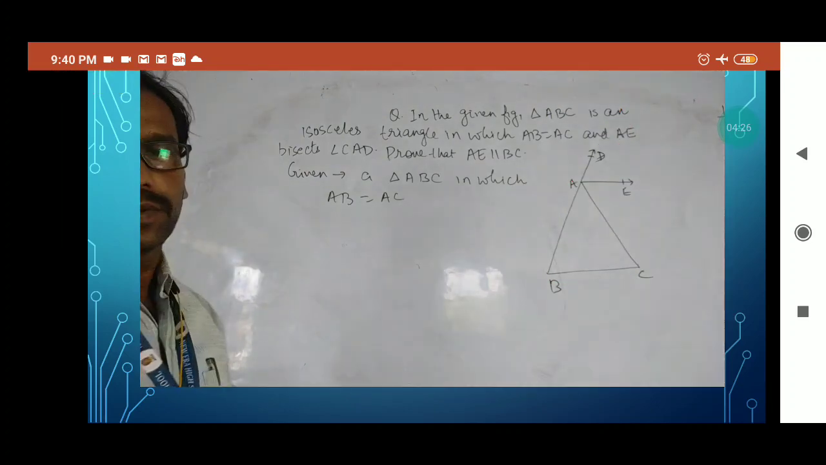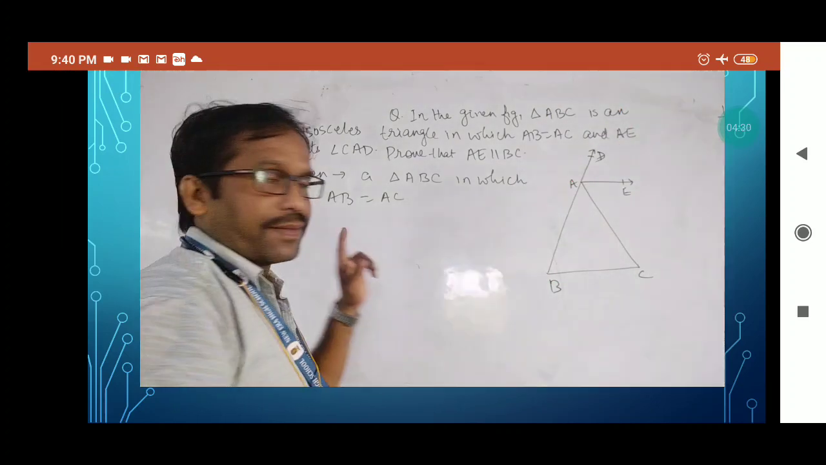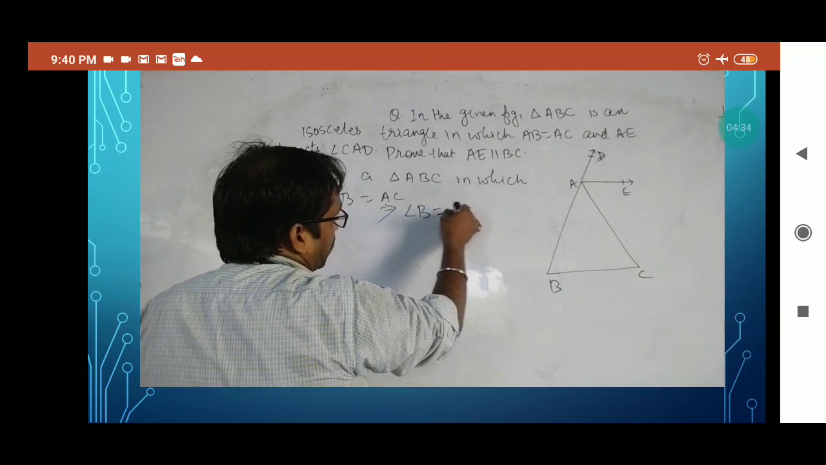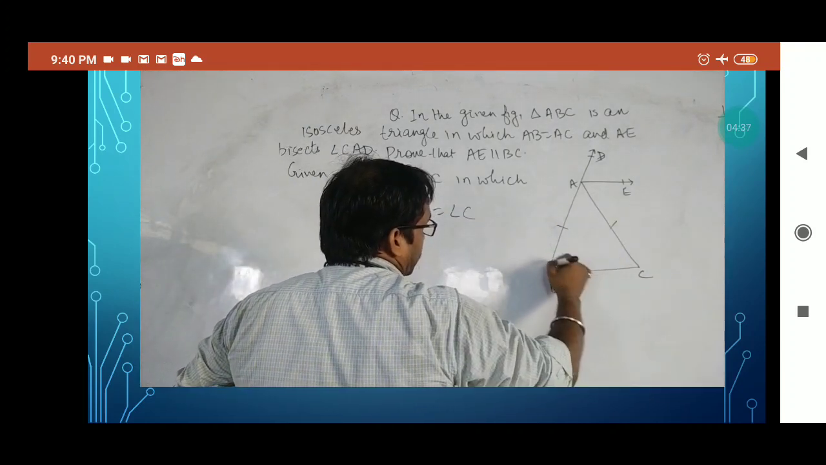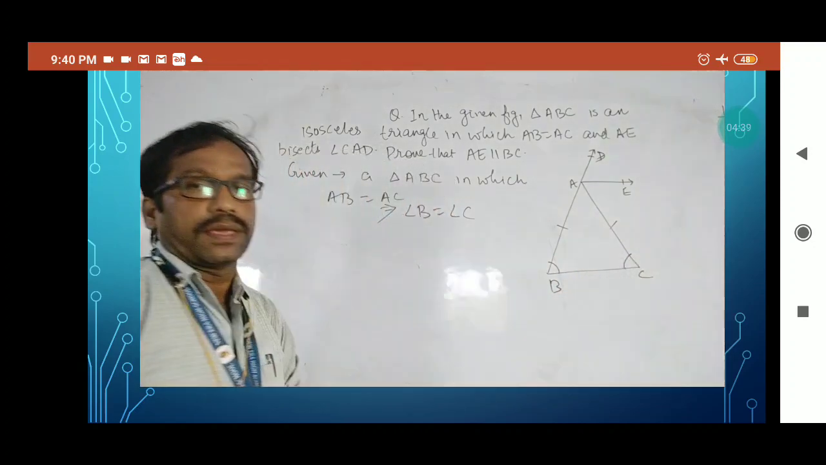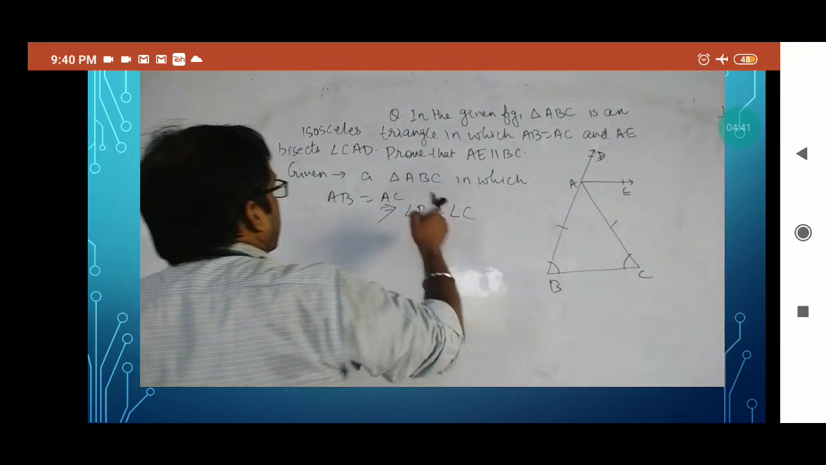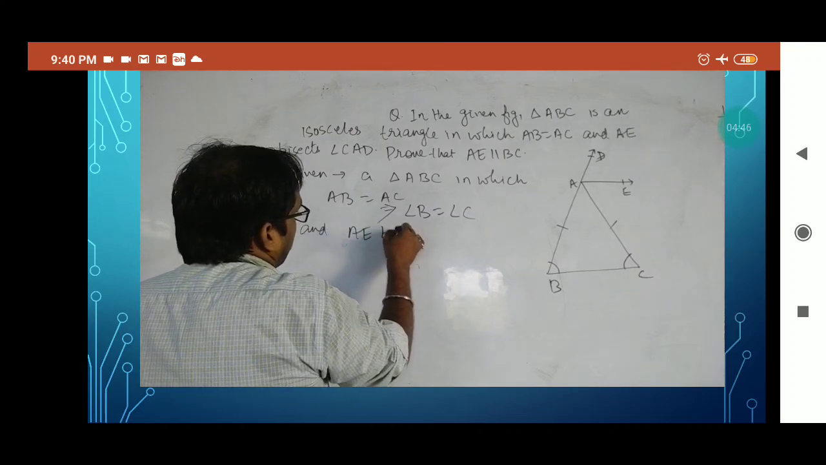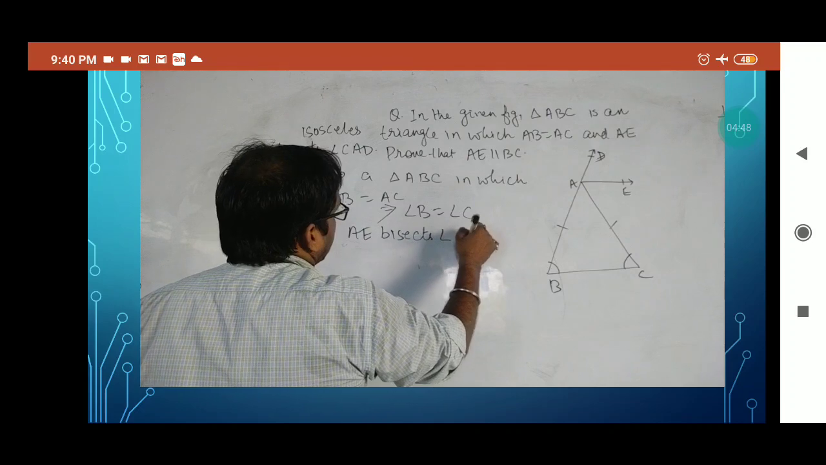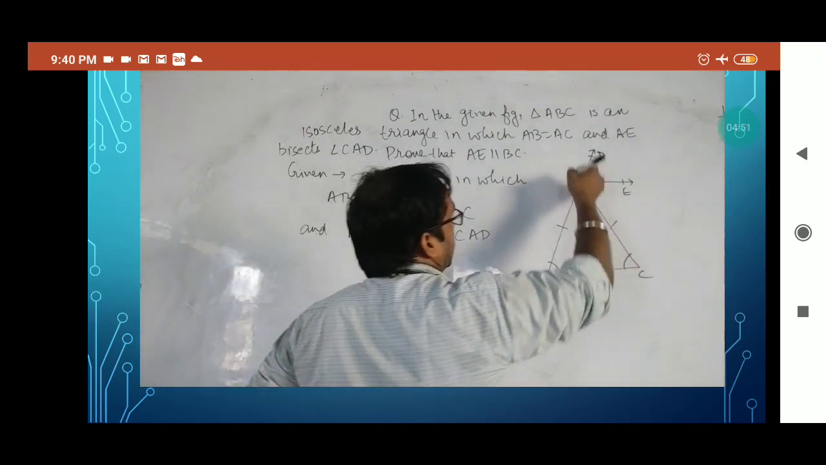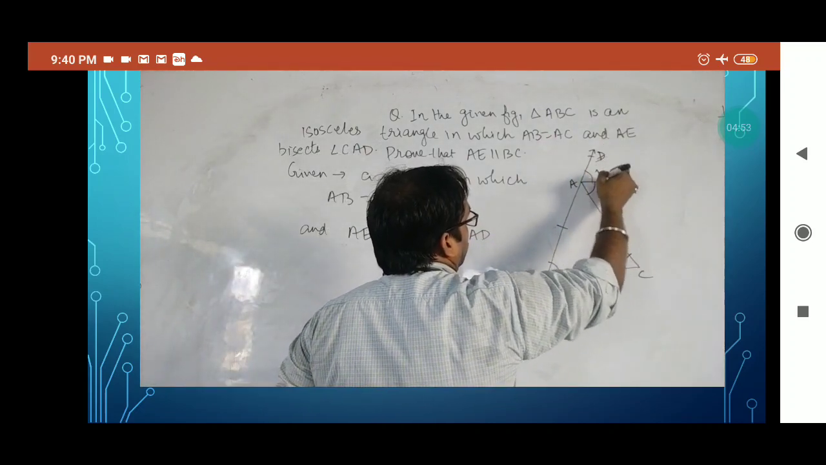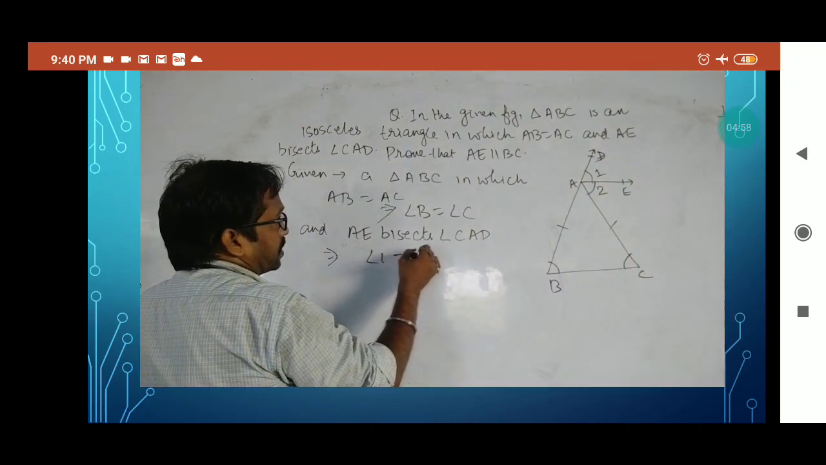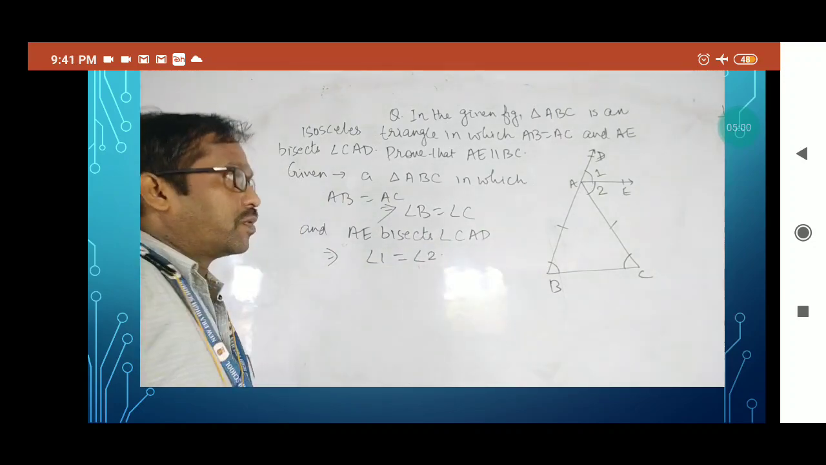So how have we done it? See here. What is given? We write first of all what is given. Given is AB is equal to AC. That means angle B is equal to angle C. Correct? After that, we have one more thing given, that AE is the bisector of angle DAC. That means angle 1 is equal to angle 2. I have written it also, see very nicely.